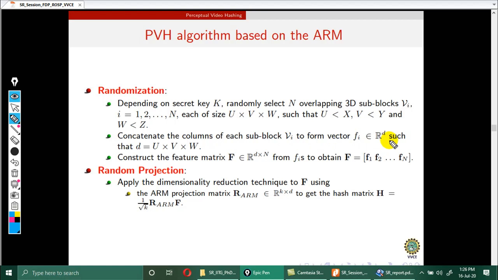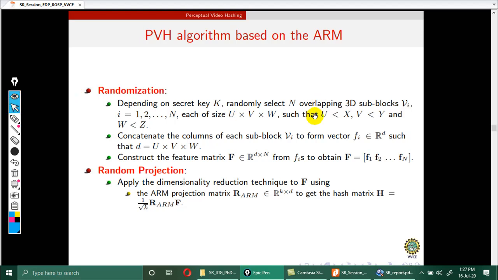Now please remember, it's a subblock. Suppose the subblock size is 32 cross 32 cross 32. It is still of high dimension when I vectorize it. It is 2 power 15 dimensions, so it's still a very high dimension. Now it's a column vector. I have taken n subcubes, so from each subcube I have got one high dimensional vector. So I have n high dimensional vectors.